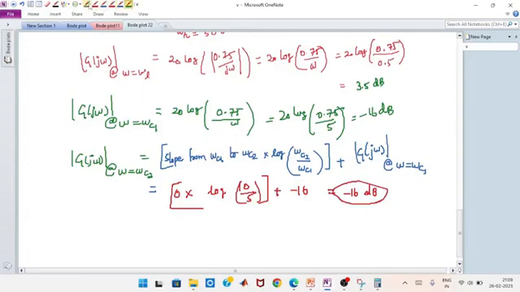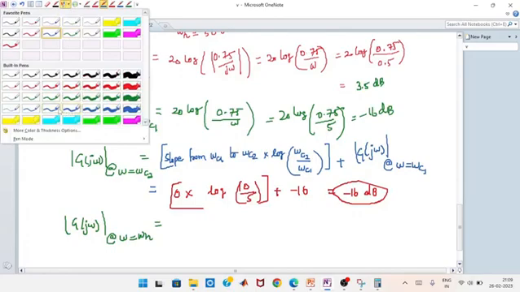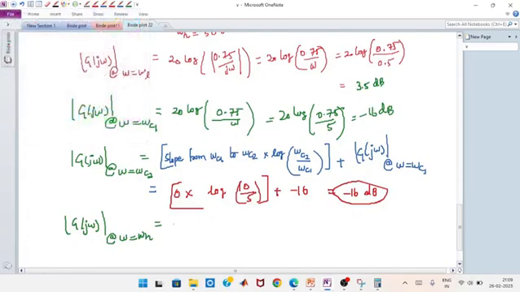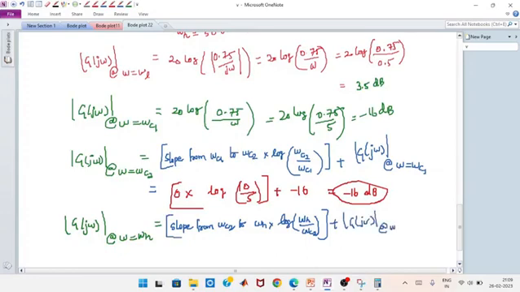Now what is the next thing I have to do? We have to find out G of j omega at omega equal to omega h. Here also we have to follow which logic? Slope logic, right? So the slope from omega c2 to omega h, multiplied by the logarithmic factor of omega h divided by omega c2. That value we have to add over G of j omega at the previous point, omega equal to omega c2.